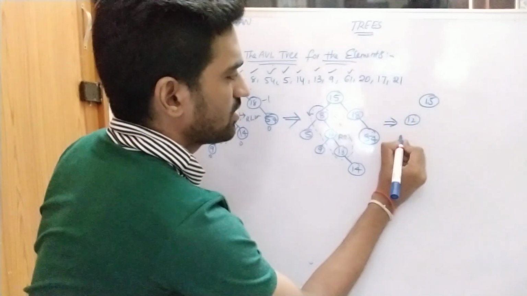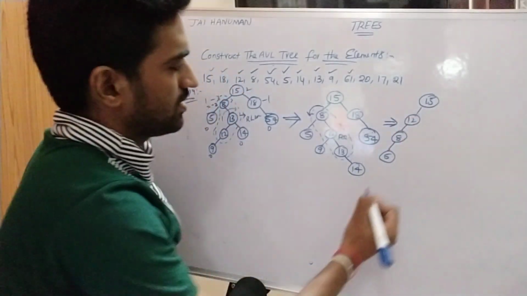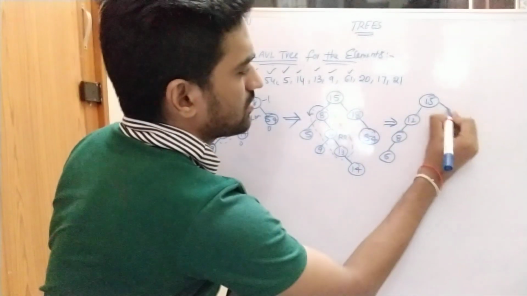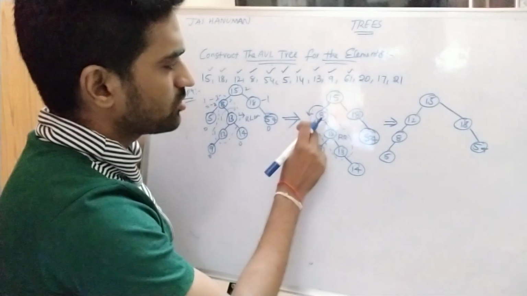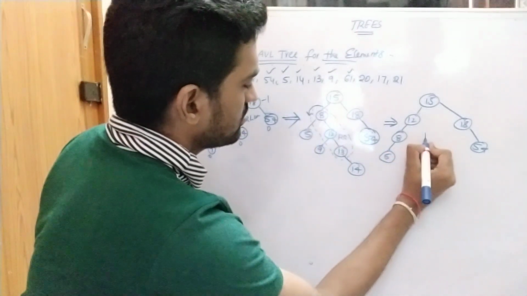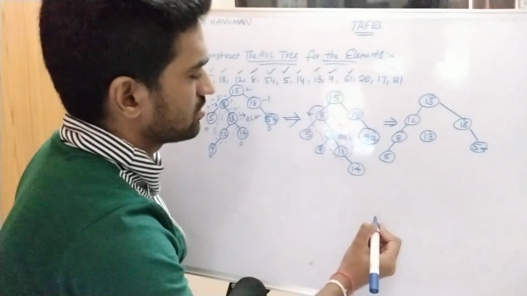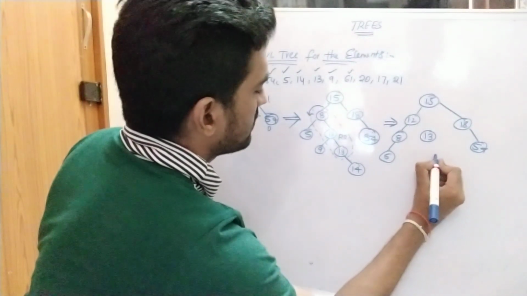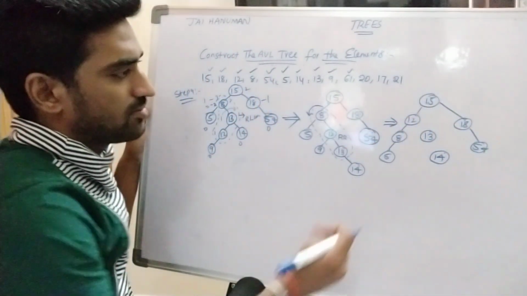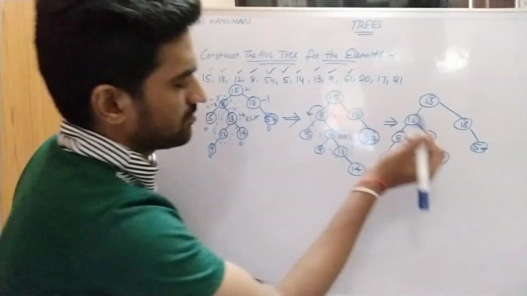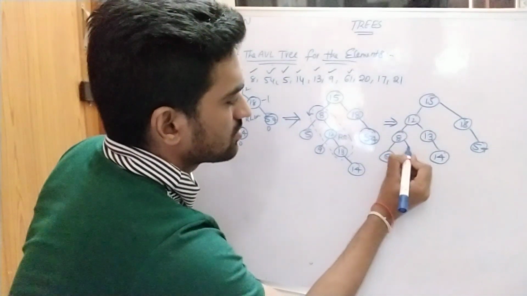12, 8, 5, 18, 54. So 12 is moved, 5, 13, 14, 13, 14. Then 9 is placed at this one.